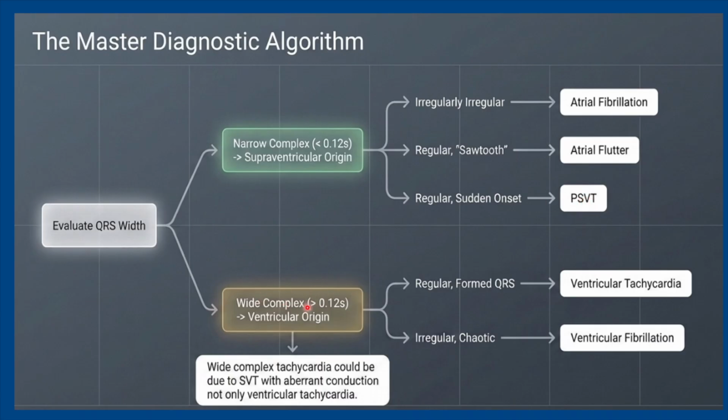If the QRS complex is wide, which means more than 0.12 second, if it is regular and deformed, it would be ventricular tachycardia. If irregular, it would be ventricular fibrillation. We will discuss this in the lecture of ventricular arrhythmias. But there is a very important teaching point here. Not every wide complex tachycardia is ventricular, because we can still have supraventricular tachycardia with aberrant conduction, which we will discuss in the ventricular tachycardia lecture.